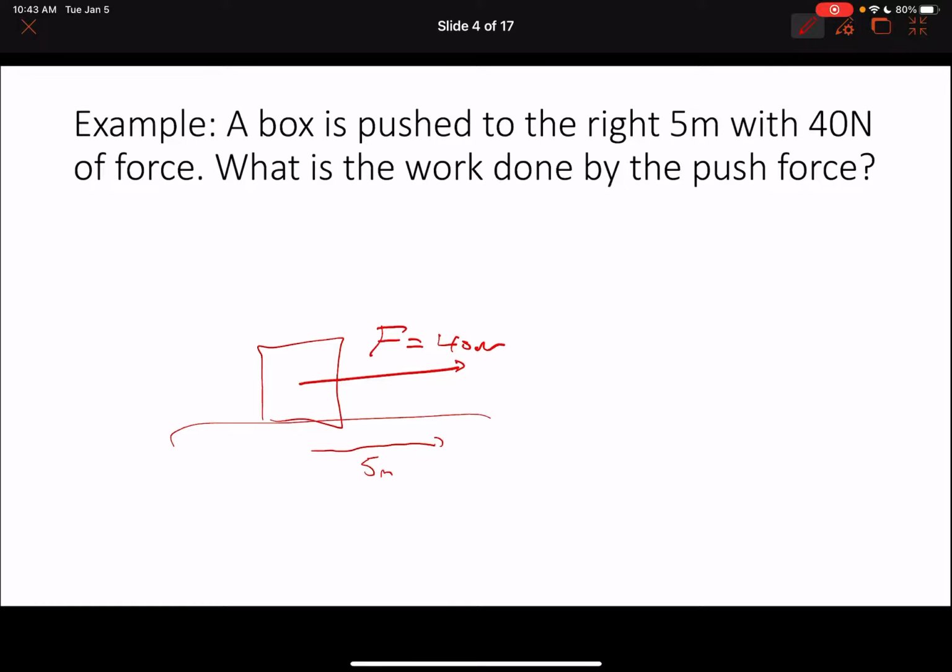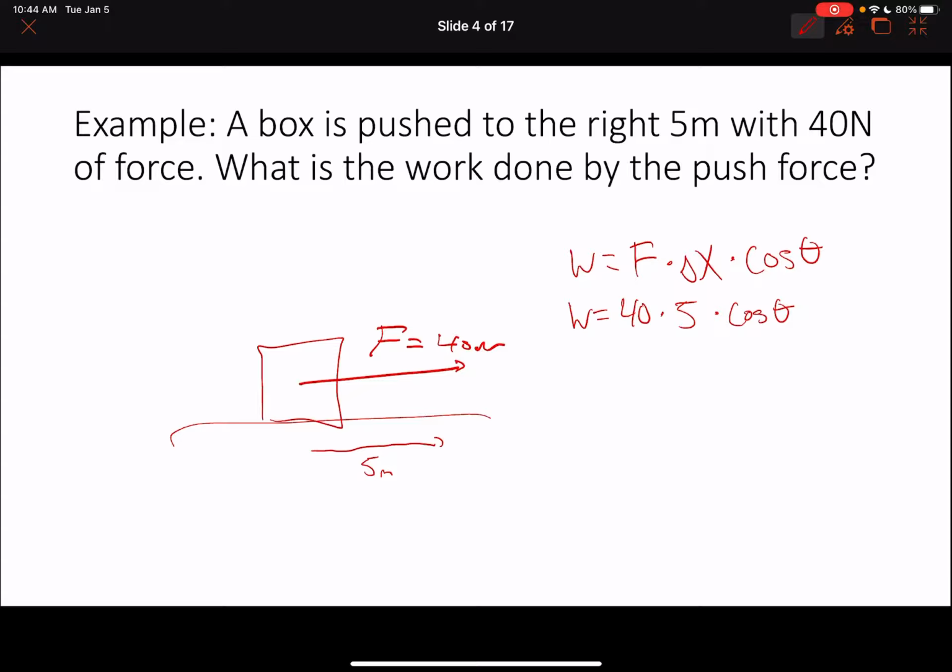The work is defined as the force times the displacement times cosine theta. And so all we have to do is plug in the numbers. The work done by this push force is 40 times 5 times cosine theta. But what is theta? Theta is the angle between the two vectors.